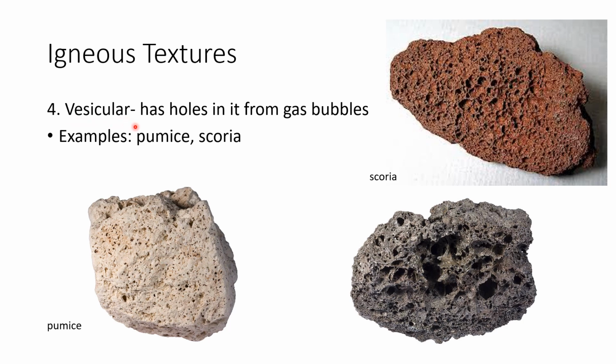Vesicular igneous rocks have holes in them that were from tiny little gas bubbles that were present when that lava erupted. Examples that we have here are pumice. Pumice is a common rock. A lot of people will use this as some type of abrasive. Some people will use it to scrub the dead skin off of their feet. Another example is scoria. Scoria, you can see these big bubbles here. A lot of the scoria we have around Montana is either this black or this reddish color.